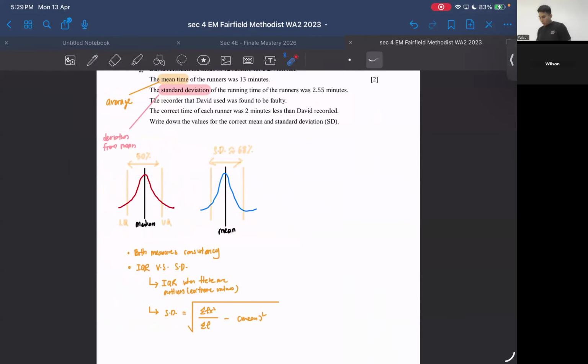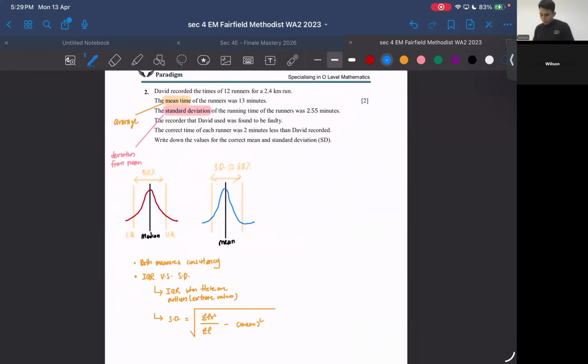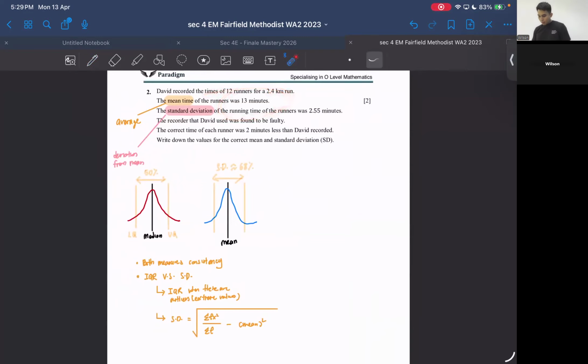Okay, now, so yes, a lot of things before we start the question, right? So this is to cover all grounds. Now, if I ask Davina, right now I have 12 runners. Their mean time is 13 minutes, but there was something faulty in the recording system. So if I ask you to tell me what is the corrected mean, what will you tell me? Not too sure. Not too sure.